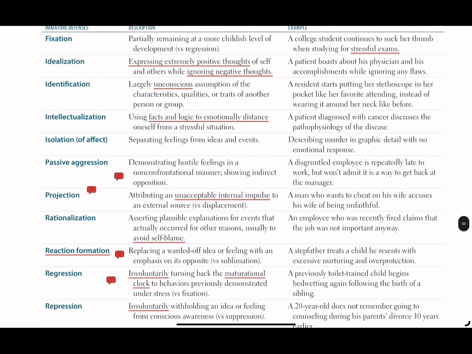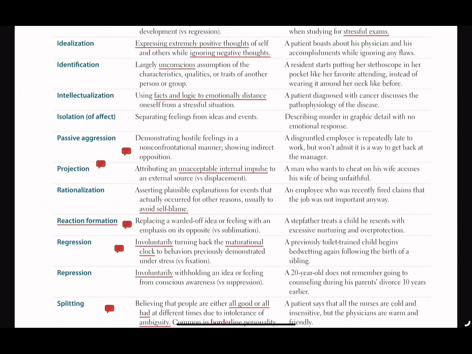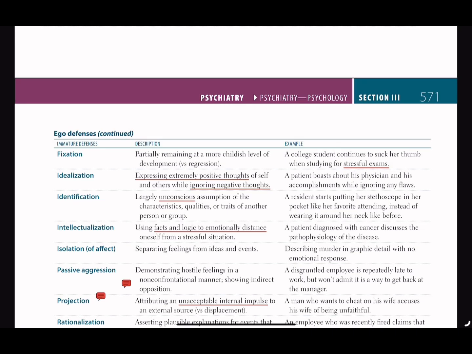But in the UWorld, an example about regression is that someone is going through an appointment that gets her stress, and she would sleep with her teddy bear. So this is a regression. Fixation is a college student who continues to suck his thumb when studying for a stressful exam.